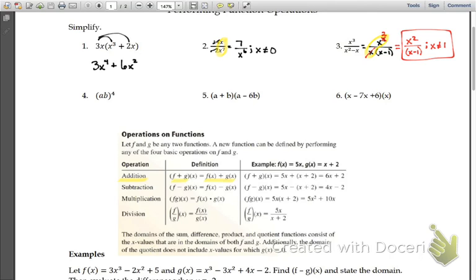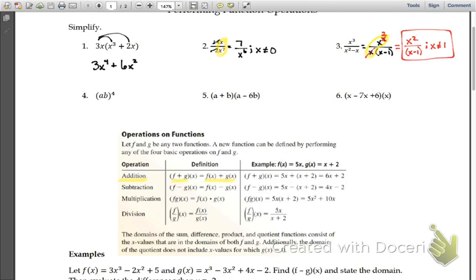Multiplication, f times g of x, or it can be written as f of x times g of x. And then division, f divided by g of x, or f of x divided by g of x. Division, to be perfectly honest with you, is going to be the easiest one to set up because whatever comes first goes on top, whatever comes second goes on bottom.